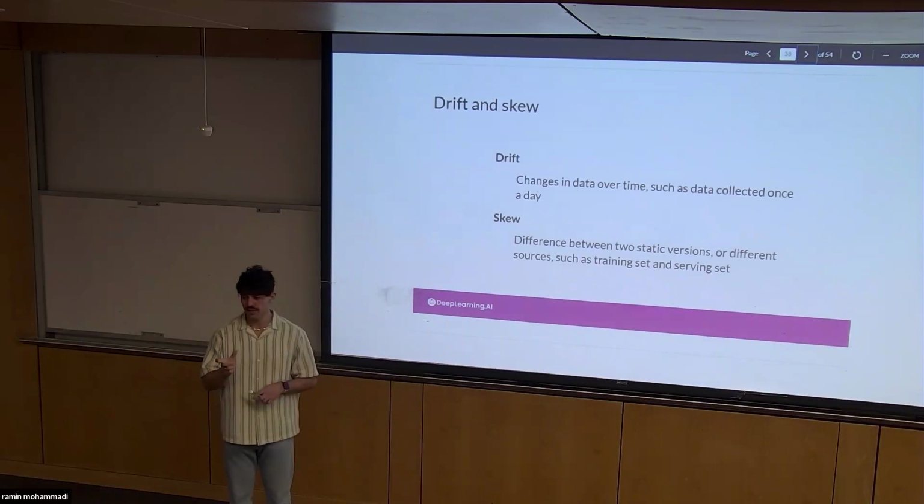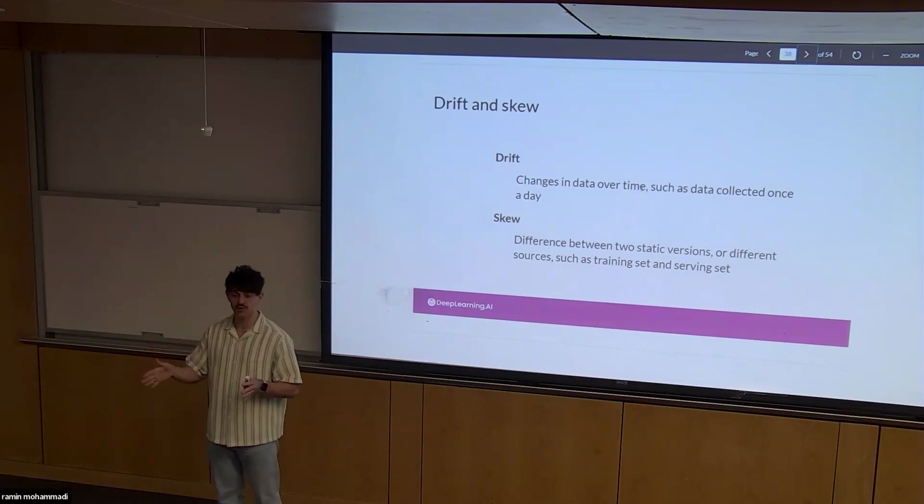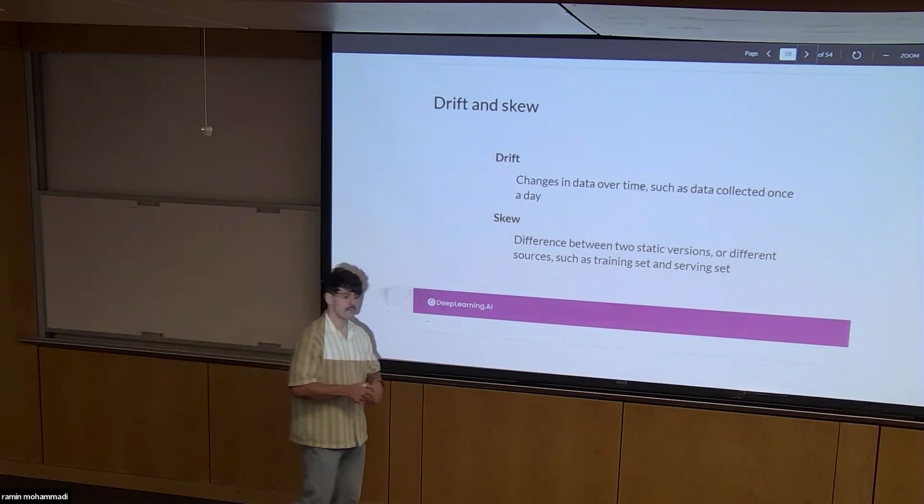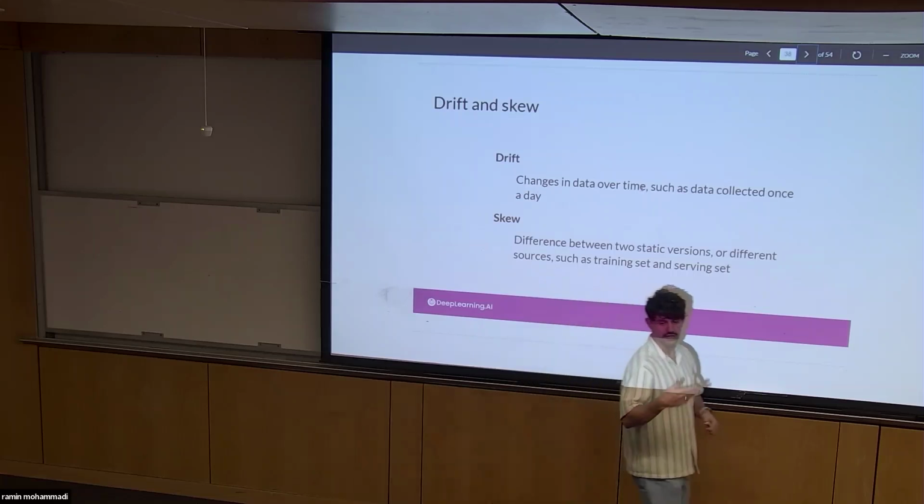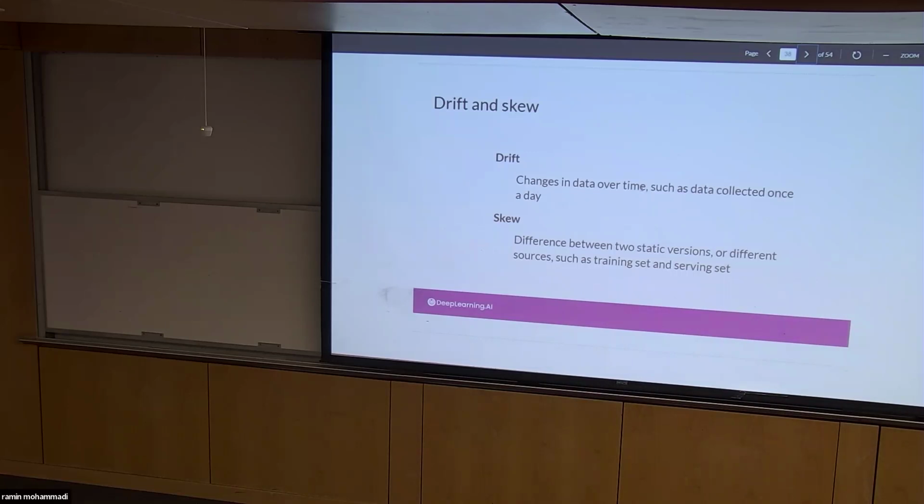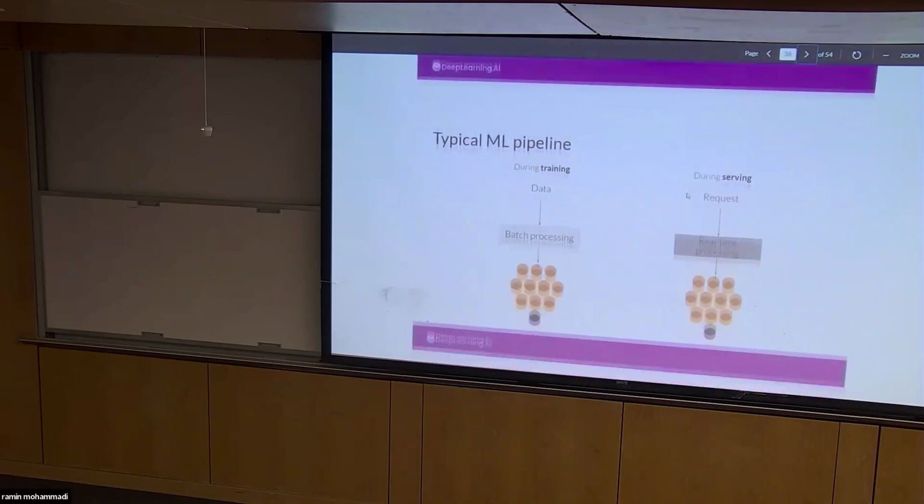The skew, on the other end, is when you see a change between two static versions of your data, like this season versus next season. All of a sudden there's a change, right? It wasn't gradual, it's a sudden change. Or the data that you use during training and validation is totally different from the data that the customer has. As soon as you deploy it, you suddenly see that the model doesn't work, right? That becomes training-serving skew. The skew happens because the data that you have is totally different from the data that the customer has. So that's drift and skew.